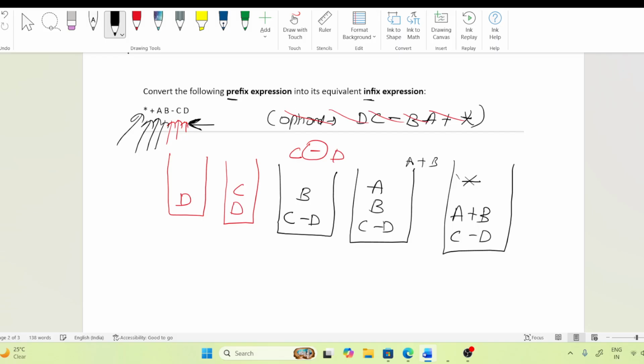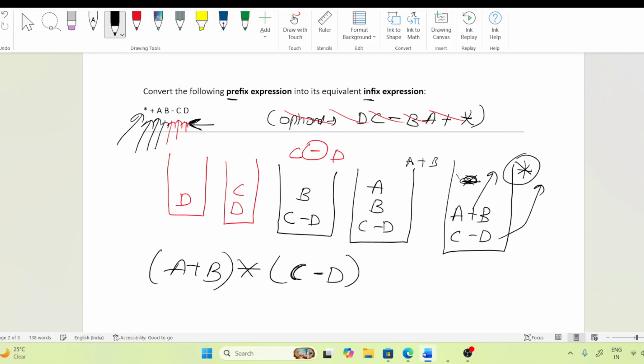We are having asterisk. So suppose there is an asterisk. Whenever the asterisk comes, what will we do? This will go here and this one will come here. So what we will write? A plus B asterisk B. So this is our answer.